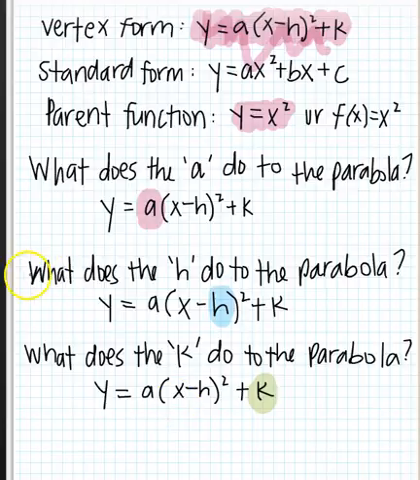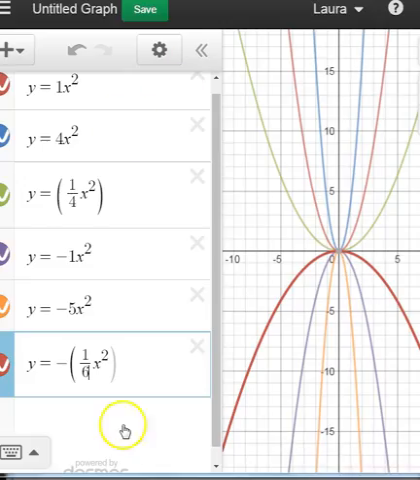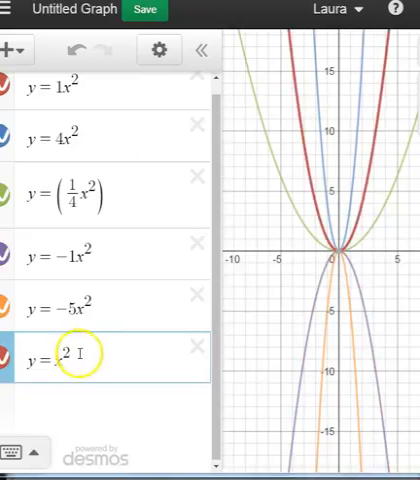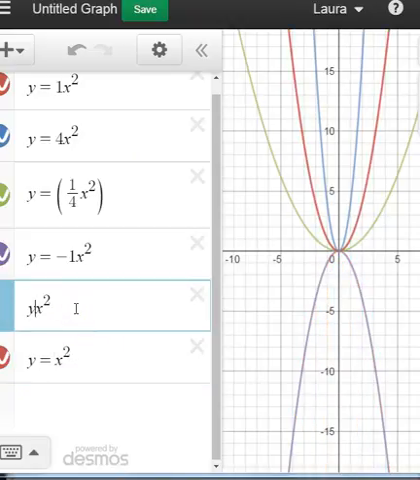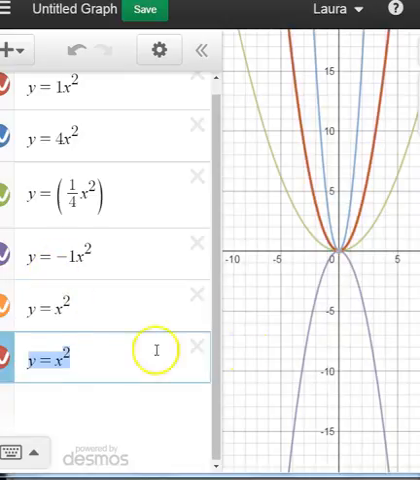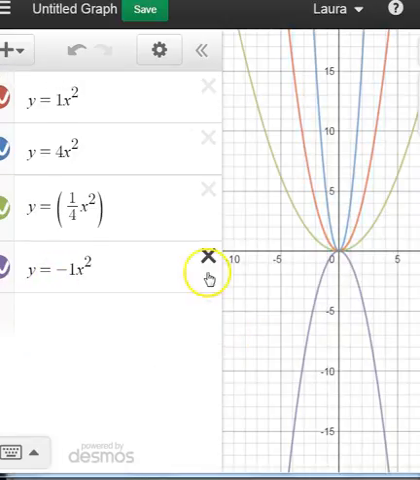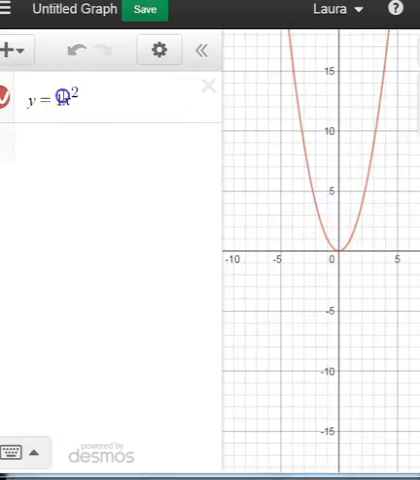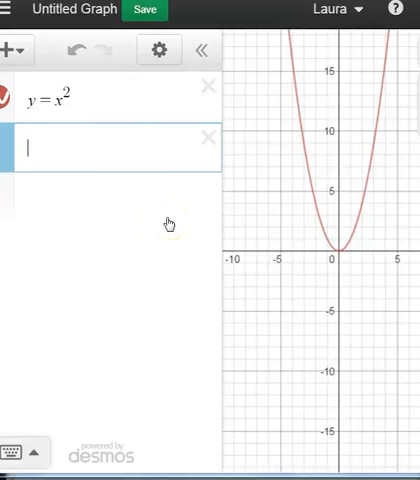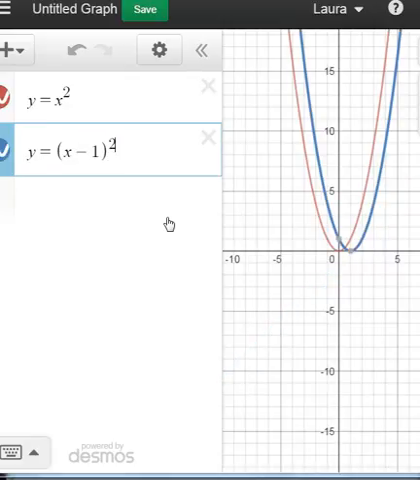Okay, so now let's talk about what the h does to the parabola. I'm going to go back to decimals, and let me just delete what I can so I don't have to erase them all. This was our parent function, so I'm going to keep that there, and that's the red one. For the next one, the h is inside of the parentheses, so I'm going to keep the a the same every time. But now I'm going to make it x minus 1, and I still have to put a square, because that square makes it into a parabola.